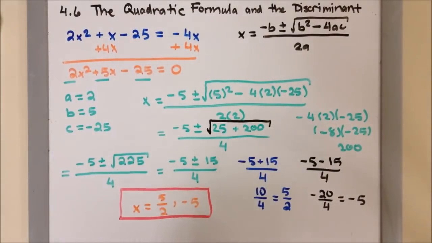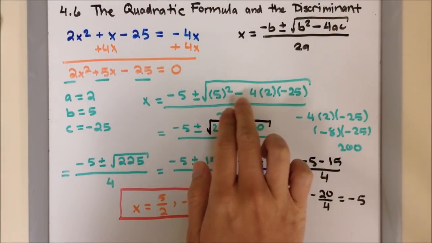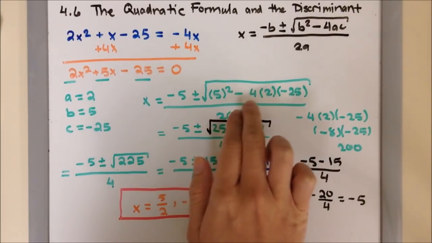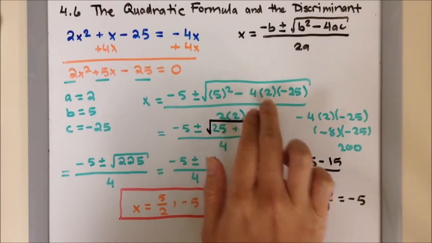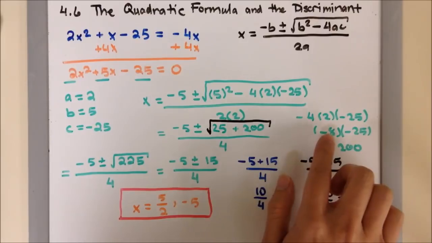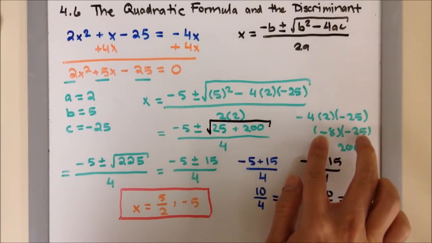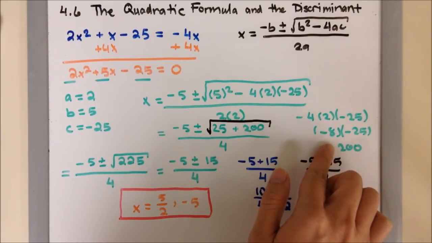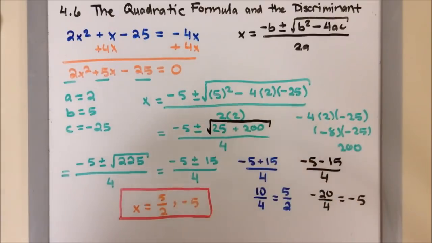And that's all you have to do. Now the one thing you have to be very careful, again, is your negatives. So my negative 4, again, since it's minus 4, I count it as a negative. So negative 4 times 2 is negative 8. And then I did negative 8 times negative 25, which was positive 200. So I put plus 200.